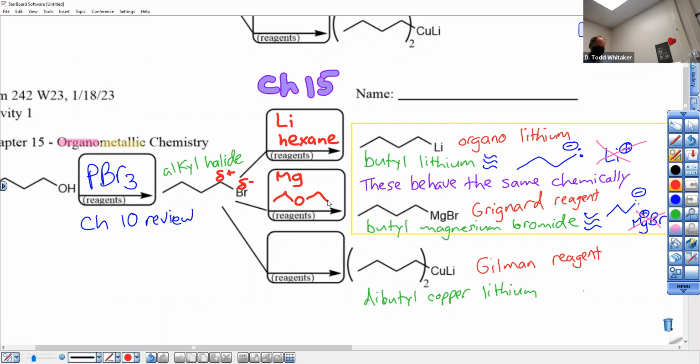And the Gilman, it's a two-step process. In fact, what I should have done was drawn an arrow from the organolithium to the Gilman, because the first step is to make the organolithium. So you're going to have the product that's listed up here first. And then two, you have to convert it to a Gilman by using copper +1 iodide.